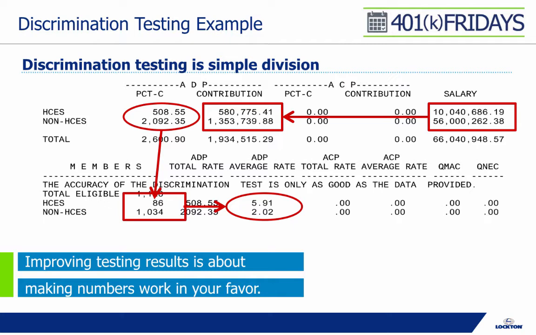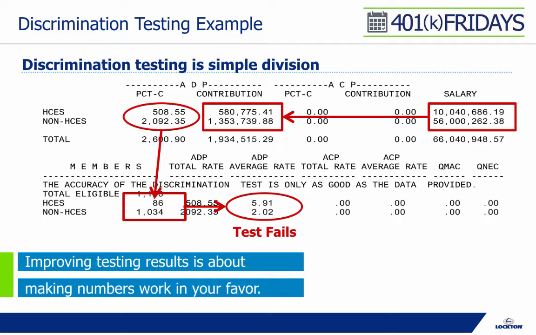Now, as we talked about a second ago, if your actual deferral percentage for your non-highly compensated employees falls between a 2 and 8% range, then you get to add 2% to that, and that becomes the level of your bridge, or the highly compensated employee limit for your company. So in this case, when we add 2%, we get 4.02%. So the test is going to fail because 5.91% is greater than 4.02%.